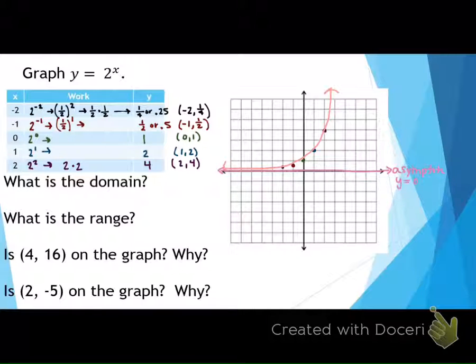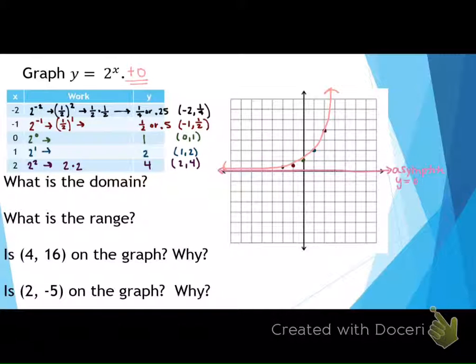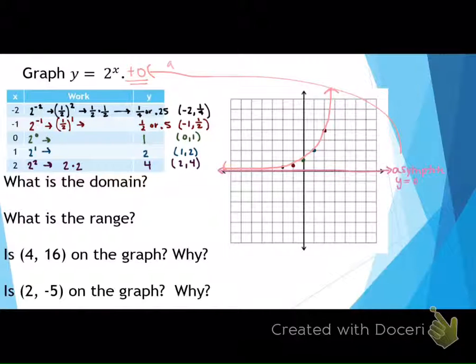Where do we get this asymptote from? Notice there's nothing added to the end of our function, is there? You guys see how there's nothing added to the end of our function? So our asymptote is not always going to be at 0. It depends on what's added there. So the asymptote is what is added to the end.